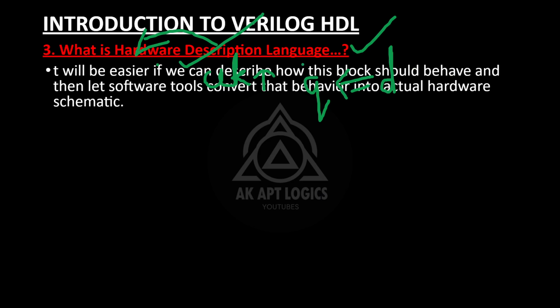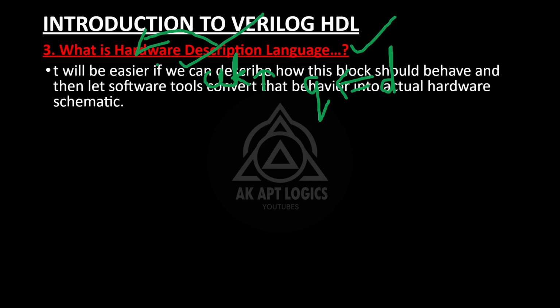See, here in the case I discussed the DT block, right? And let the software tool convert the behavior into the actual hardware schematic. So actually, we are going to write the code using the schematic only, or using the truth table. In behavioral model, we use this truth table. In gate level model, we use schematic to write the code.